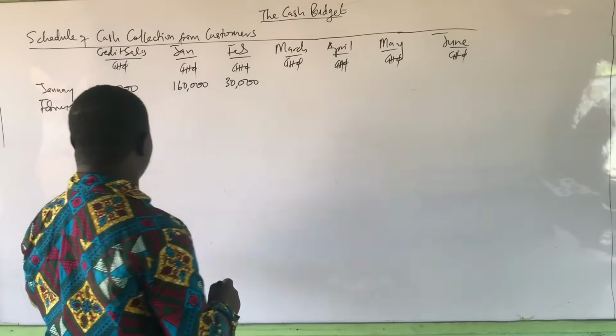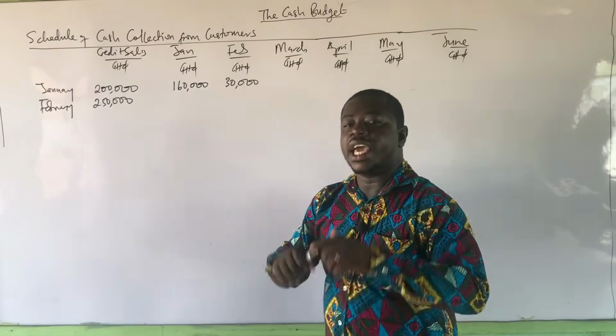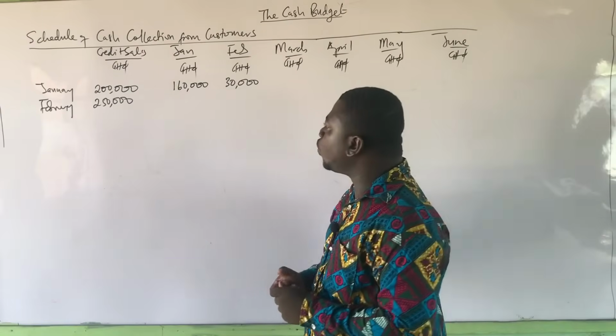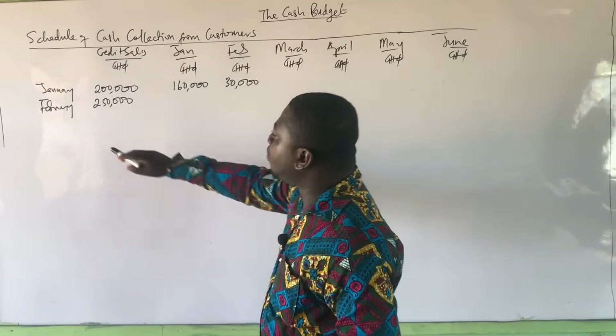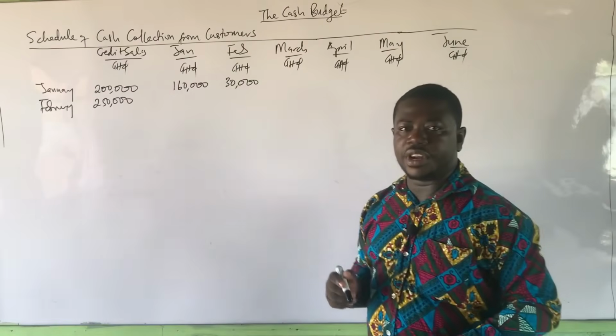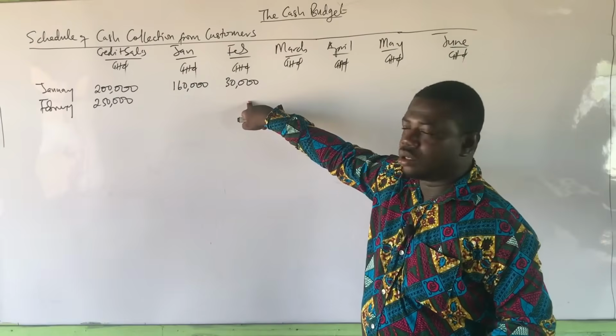Okay, so 250,000 in February. We are going to also collect it with the same percentage, 80% in the month of sale, 15% in the next month. And so 80% in the month of sale. The month of sale is February. And so we are going to calculate 80% of 250,000, and we are going to collect it in the month, which is February.